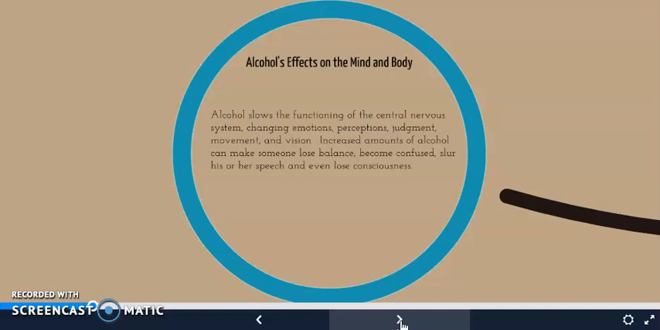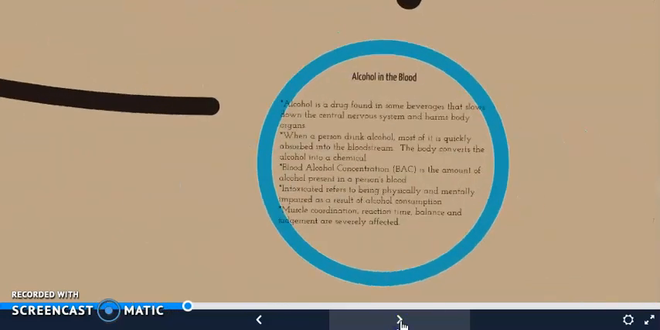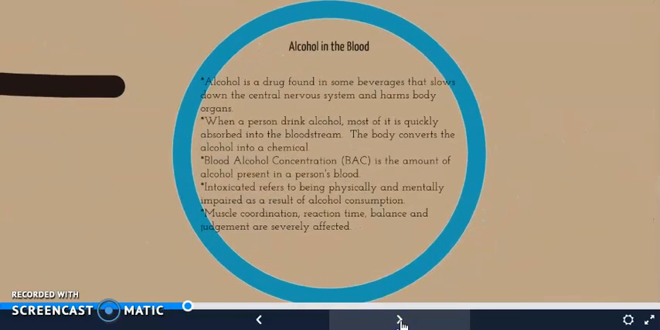Alcohol slows the functioning of the central nervous system, changing emotions, perceptions, judgment, movement, and vision. Increased amounts of alcohol can make someone lose balance, become confused, slur his or her speech, and even lose consciousness. Alcohol is a drug found in some beverages that slows down the central nervous system and harms body organs. Adults can buy and consume alcohol legally. Teens can neither buy nor consume alcohol legally.